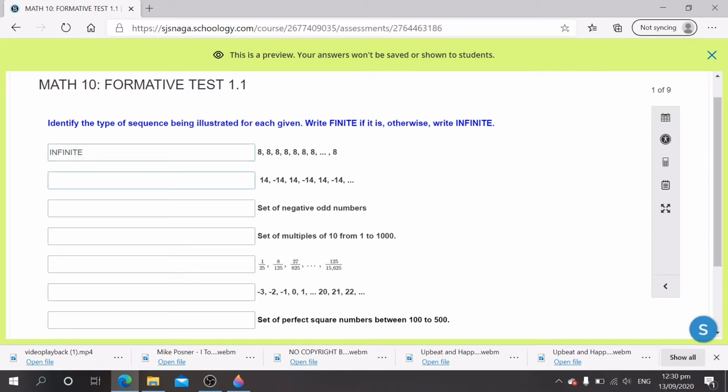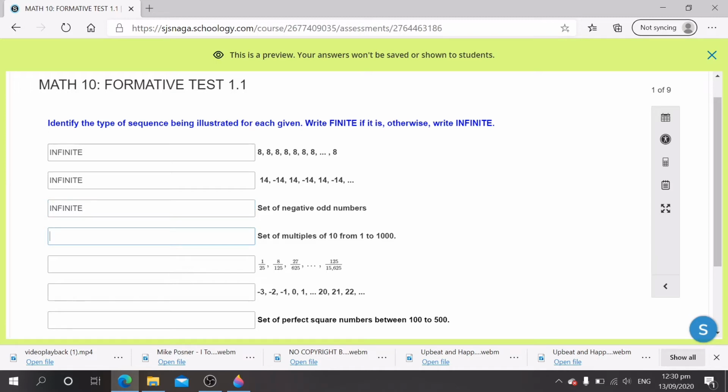Next, 14, negative 14, 14, negative 14, and so on. Hindi natin din alam kung hanggang saan ba titigil yung pagbibilang natin dito or ang pag-generate ng terms. So with that, hindi rin natin mabibilang kung ilang terms. Next set of negative odd numbers: negative 1, negative 3, negative 5, pababa. Still, hindi rin natin nabibilang yung negative odd numbers natin kasi it just decreases infinitely.